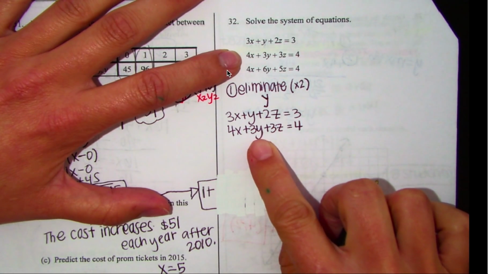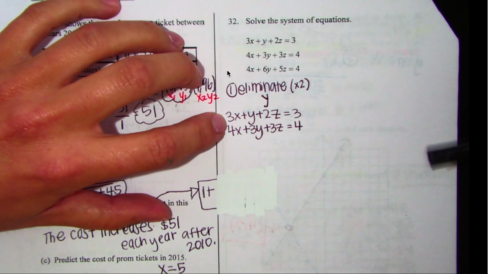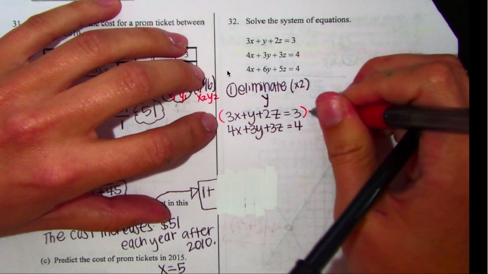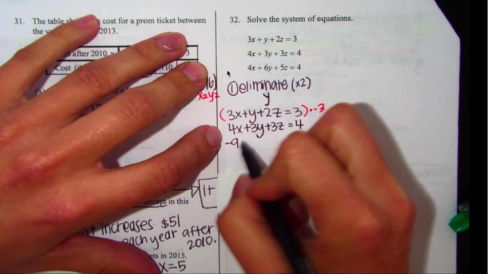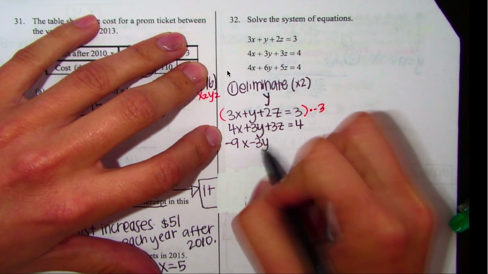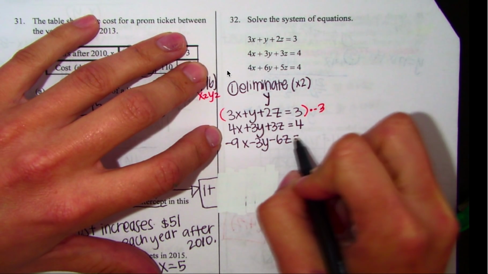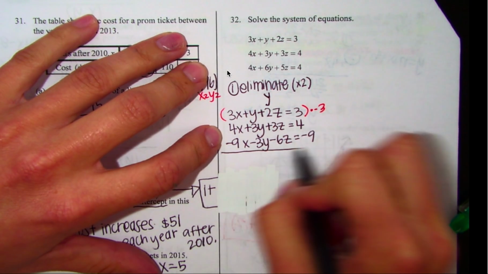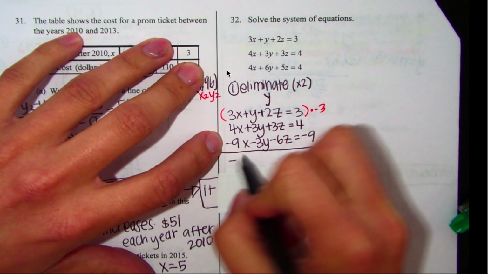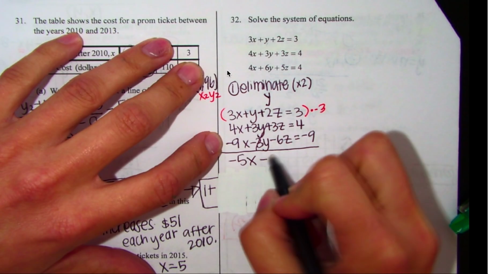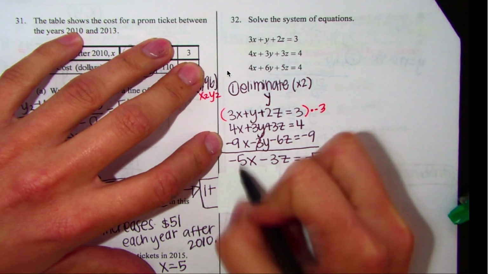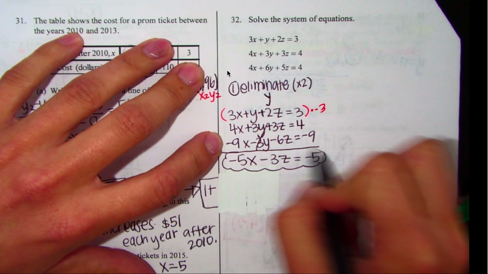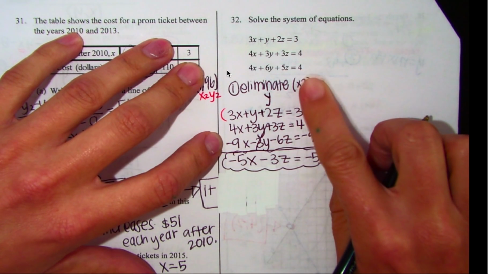So in order to do that, I would have to multiply this top equation by -3. So when I do that, this gives me -9x minus 3y minus 6z is equal to -9. And then I'm going to add down. This is -5x minus 3z is equal to -5. So that is part 1. I just need to do it one more time.